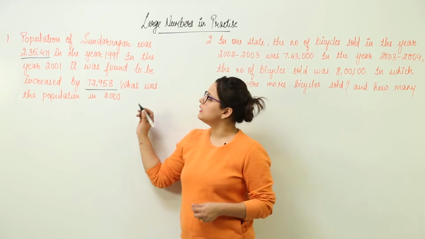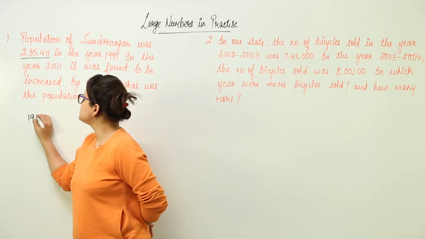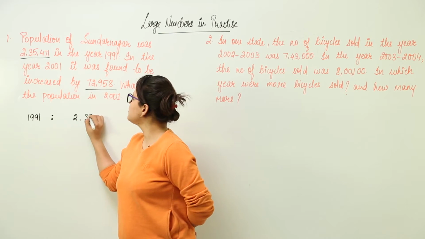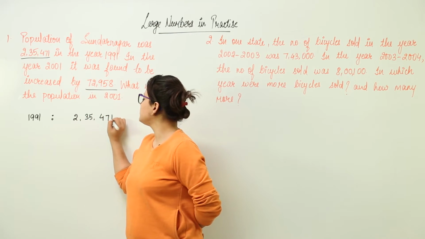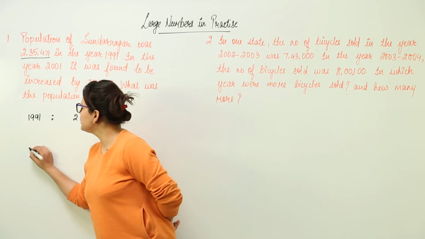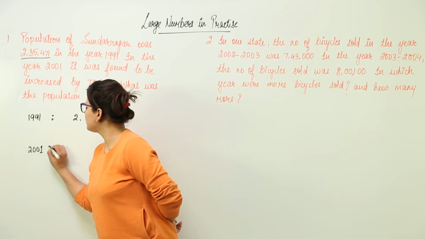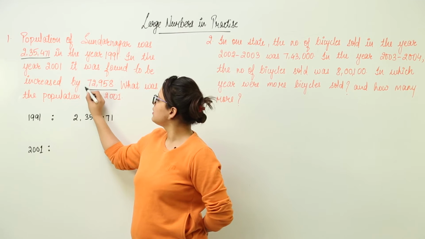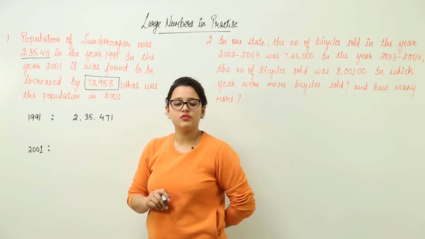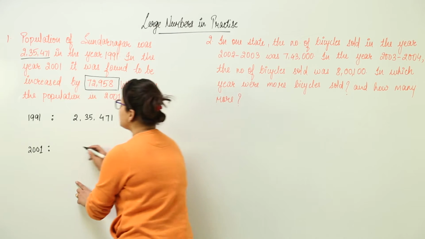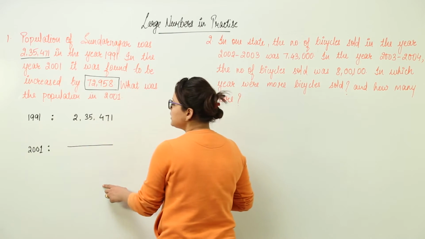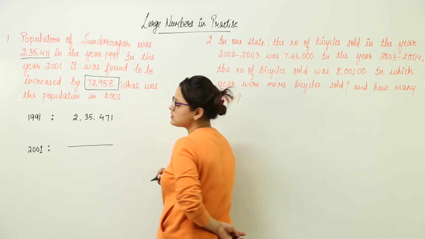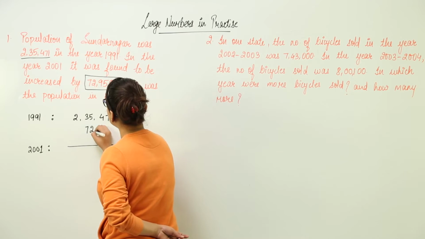Now, in the year 1991, let us write, what was the population? It was 2,35,471. We have to find out the population in 2001, and as per the question it is increased by 72,958. So what will be the population in 2001? It would be this added with 72,958.